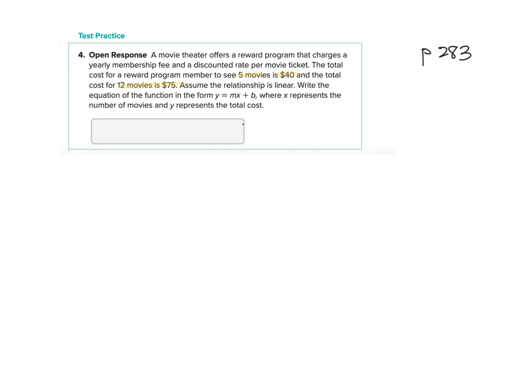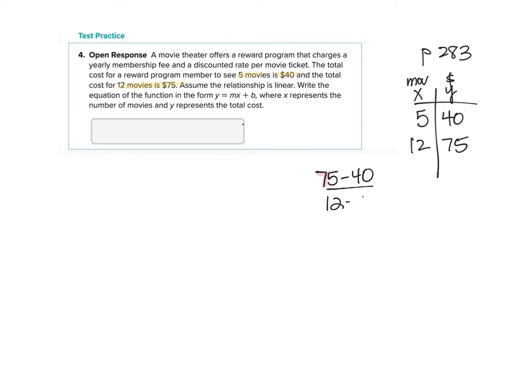So let's go ahead and think about this. So it's basically kind of like a little table. So I can say that for 5 movies, I paid 40. For 12 movies, I paid 75. Okay, so here's my number of movies and then how much I paid. All right, let's find the rate of change first. And then obviously some of you might think, hey, can't I just divide them out? Well, you're not going to get the same number, so that won't work. So I'm going to subtract the 2 y's. I'm going to do 75 minus 40 and 12 minus 5. Okay, take a second. You guys go ahead and type that in.